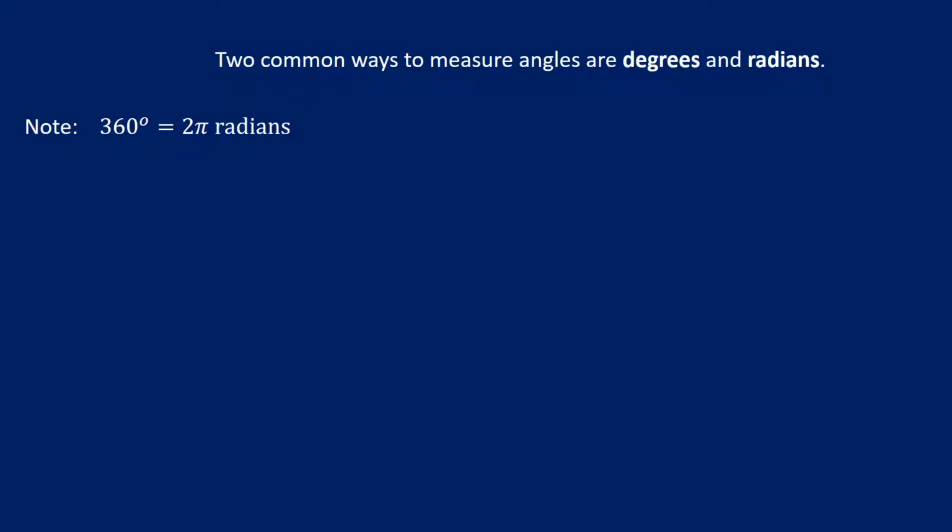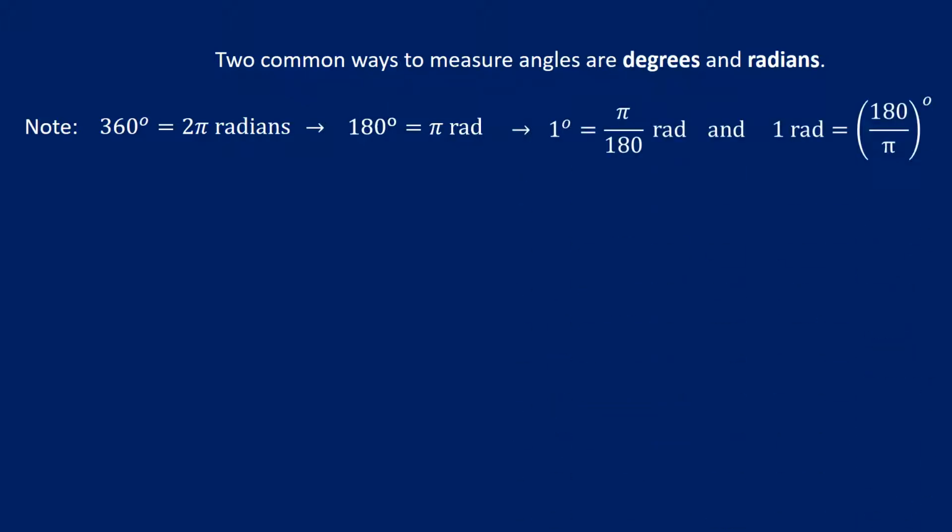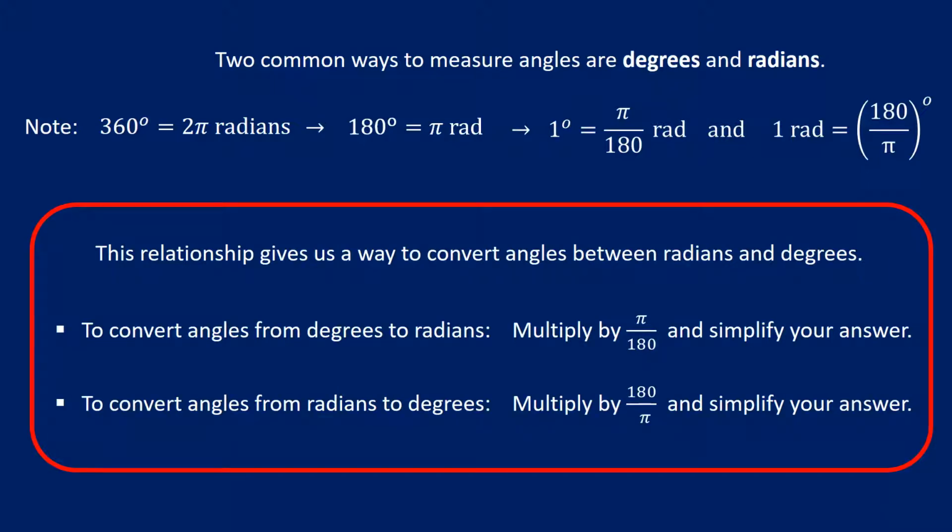If we divide both sides of that equation by 2, we get that 180 degrees equals pi. And so that tells us that 1 degree is pi over 180 radians, and 1 radian is 180 over pi degrees. So this gives us a way to convert between radians and degrees.